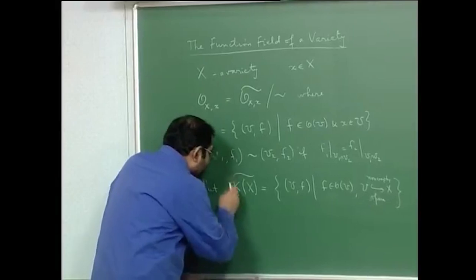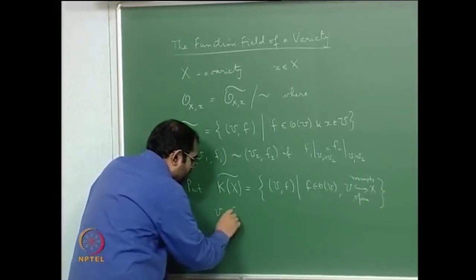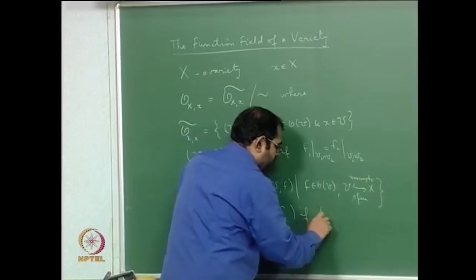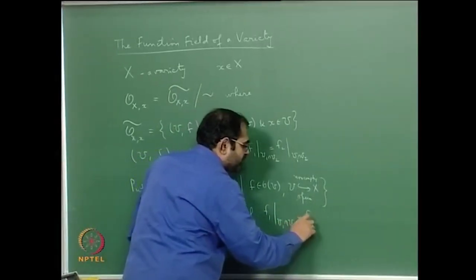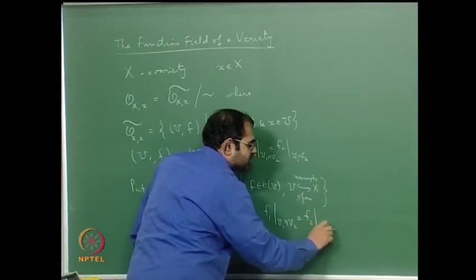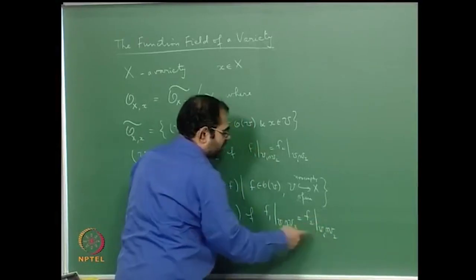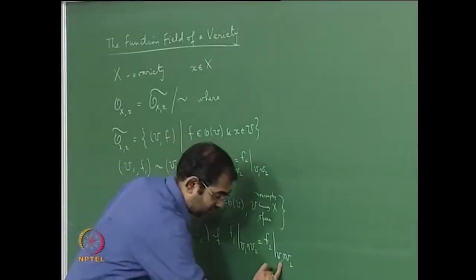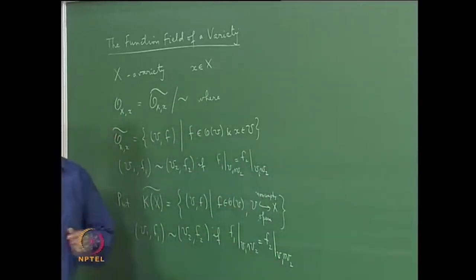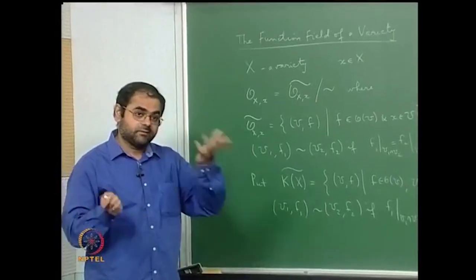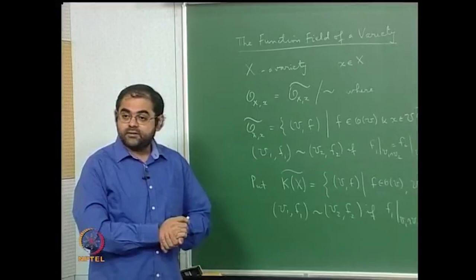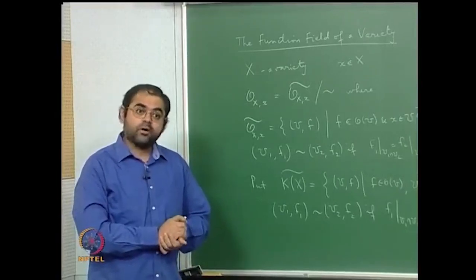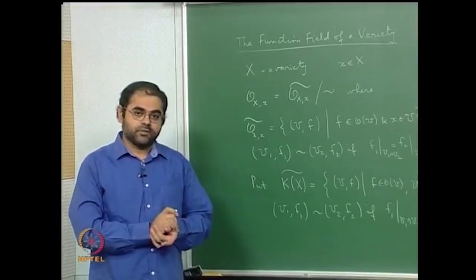So now you define the same equivalence relation: u1 comma f1 is equivalent to u2 comma f2 if and only if f1 restricted to u1 intersection u2 is equal to f2 restricted to u1 intersection u2. Of course, you need not require it on all of u1 intersection u2; it is enough to require it on a non-empty open subset of u1 intersection u2. And you must always remember this very important fact: varieties are by definition irreducible, and therefore any non-empty open subset of a variety will continue to be irreducible, it will be dense, and any two non-empty open subsets of a variety will always intersect. So this is the problem with the Zariski topology.